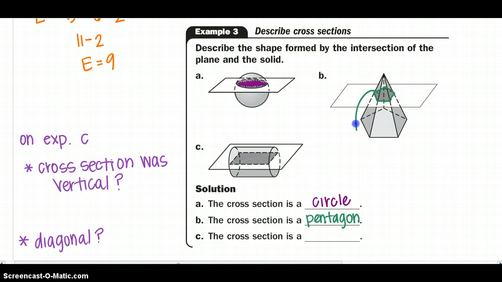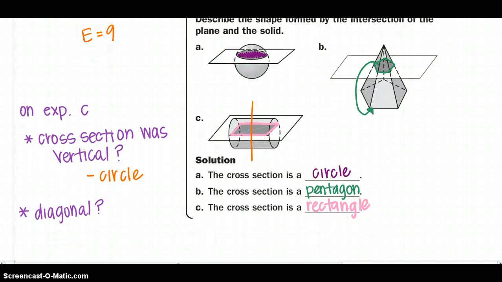What do you notice about the base? So that might tell you something. And then the last, the cross section of the cylinder done horizontally would be a rectangle. Alright, and I have a couple more questions. What if the cross section was vertical? What would that be? And I would say it would be a circle.